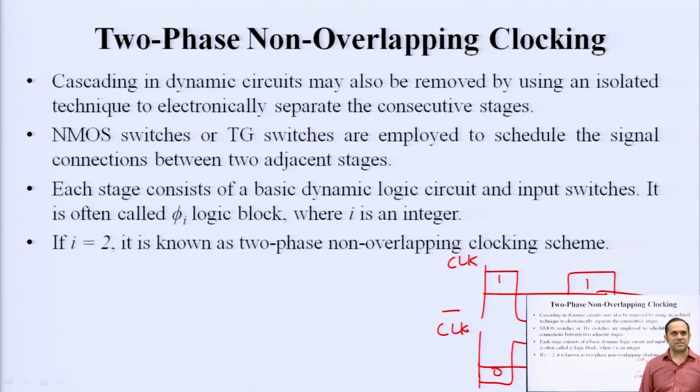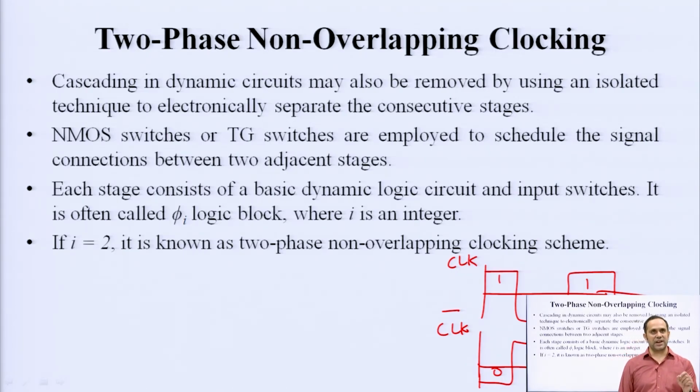So, a two-phase non-overlapping clocking signal is another way of solving the problem of cascading. You would use NMOS switches or TG switches. TG means transmission gate, okay, which is a parallel connection of a PMOS and an NMOS. One is driven by clock complementary signal, another by clock. So, at any point of time at least one is on. When clock is 1, okay, the NMOS is on and PMOS is also on, because it is running on clock complementary, right. In that case, both signals 0 or 1 are passed through with the same strength.